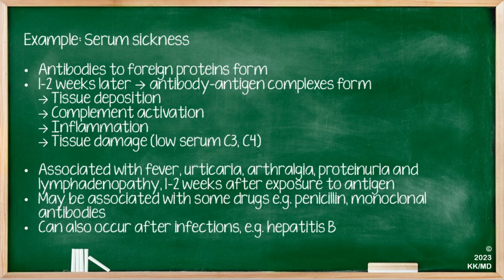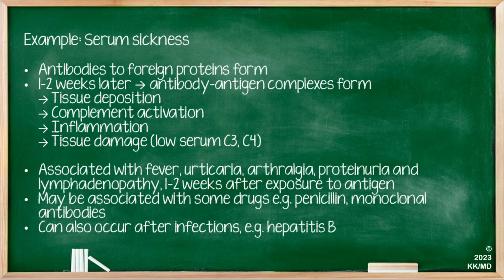Another example of type 3 hypersensitivity reaction is serum sickness. You have antibodies to foreign proteins that form normally 1 to 2 weeks after being exposed to an antigen. As a result, an antibody and antigen complex is formed, which then gets deposited into the tissues and activates the complement system, resulting in inflammation and ultimately tissue damage. That's where, for instance, you get your low serum complement C3 and C4 in a case of active systemic lupus erythematosus.